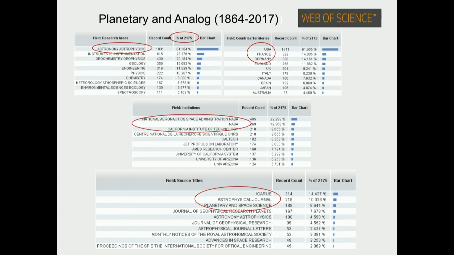A second search was relating Mars and analog. Here the number decreases a little bit, is less than 2,000. The research areas are astronomy and astrophysics. Geology appears as second discipline, and also geochemistry and geophysics. In accordance with the countries, USA, England, Germany, France, more or less the same. In accordance with the source titles, Icarus, Journal of Geophysical Research Planets is the second in this case, not the fourth. Planetary and Space Science.